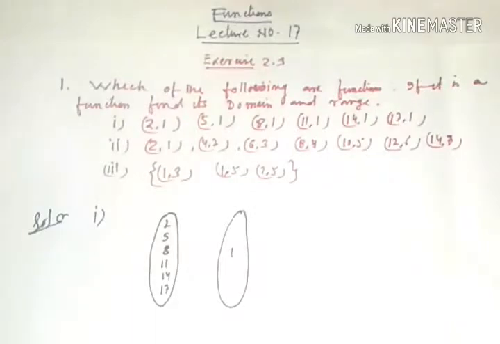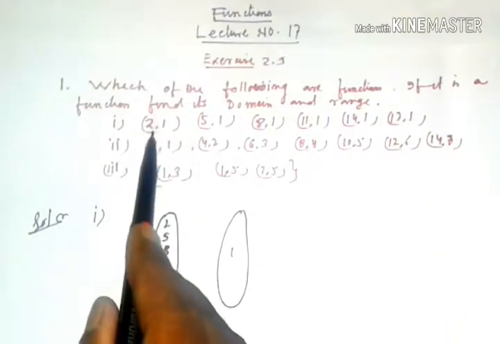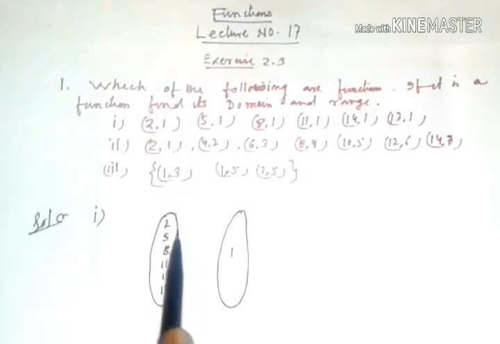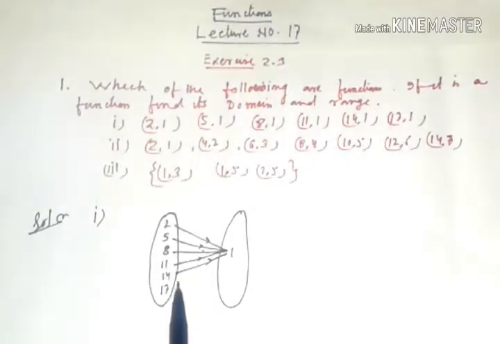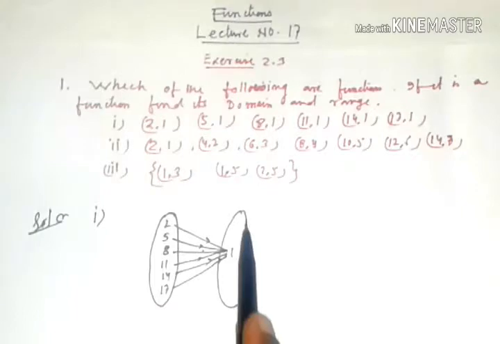So here we see that 2 is related to 1, 5 is related to 1, 8 is related to 1, 11 is related to 1, 14 also, 17 also. Here you see that every element of this is the domain and this is the codomain. Every element of the domain has an image in the codomain.